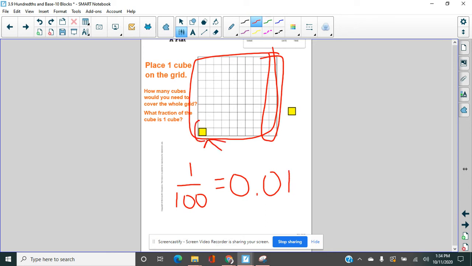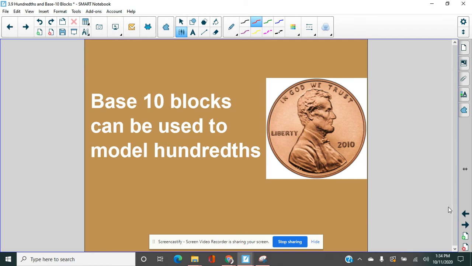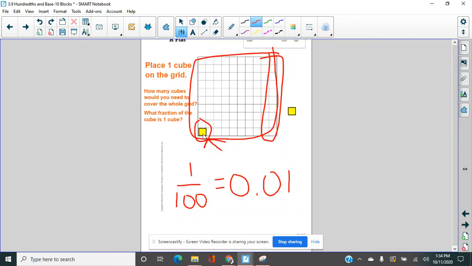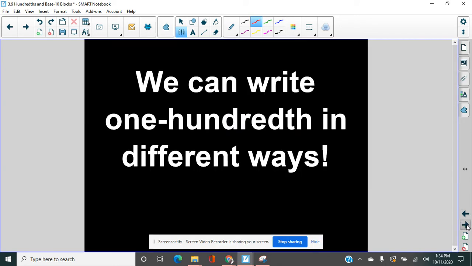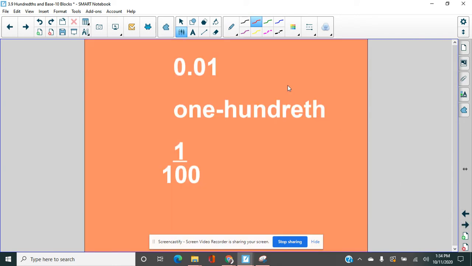These guys are just like your pennies. That was why there was a penny on this slide, right? There's 100 pennies in a dollar. There's 100 of these little tiny cubes on this grid. 100th, 100th. We can write 100th like this. We can write it like this with THS. Well, only no S because it's only one of them. Or we could write it like this.